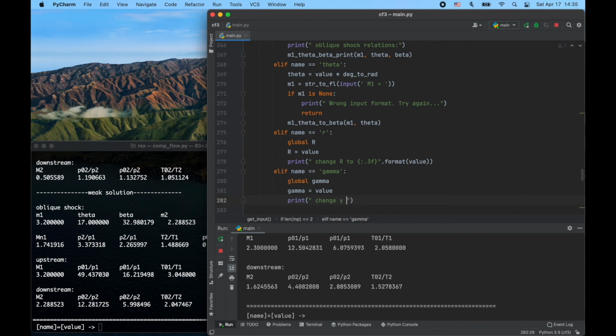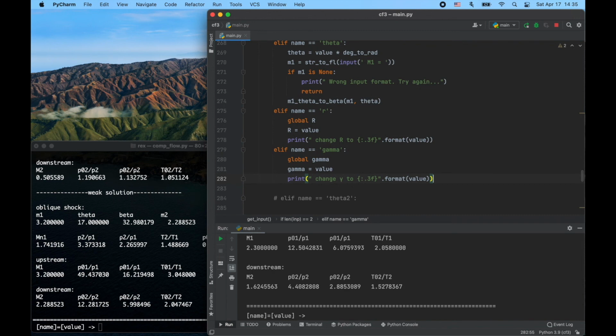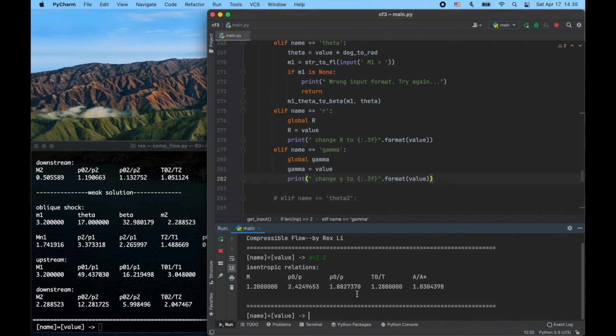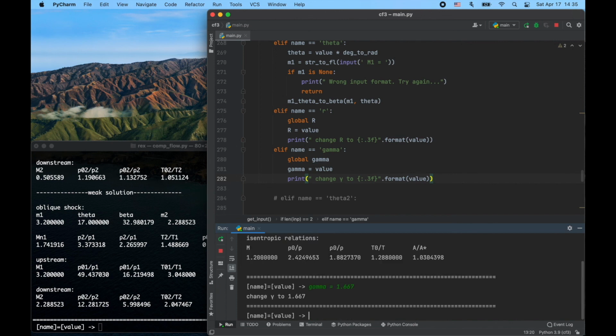Okay, let's try. I'm going to say Mach number is 1.2. And what if we change the gamma to be 1.667? And then we try that again. So M equals 1.2. It's going to give us a different value, right? A different value for them.